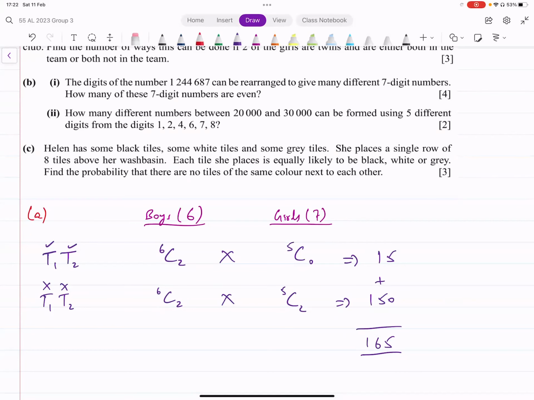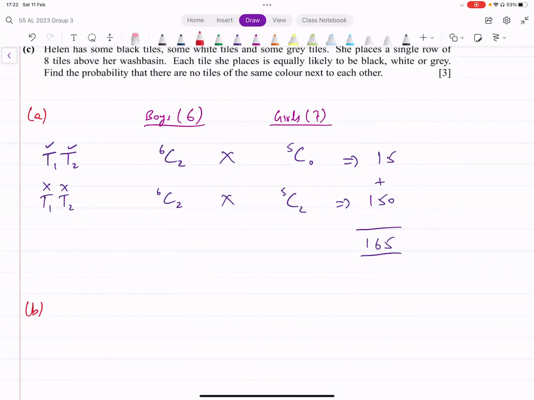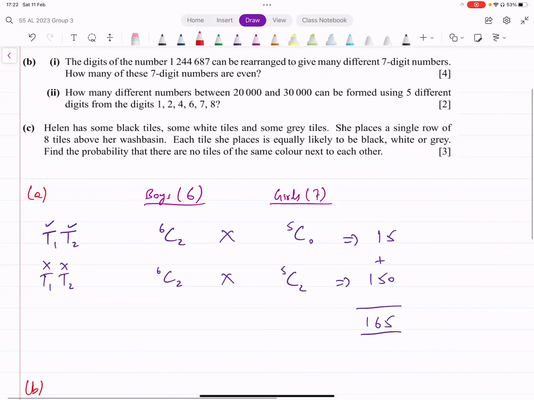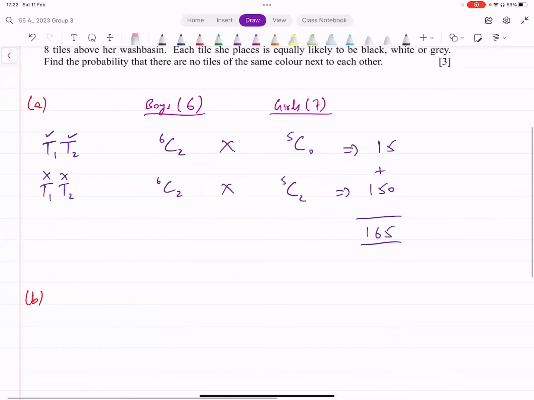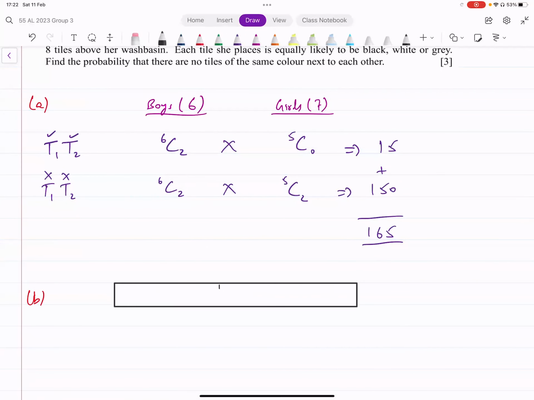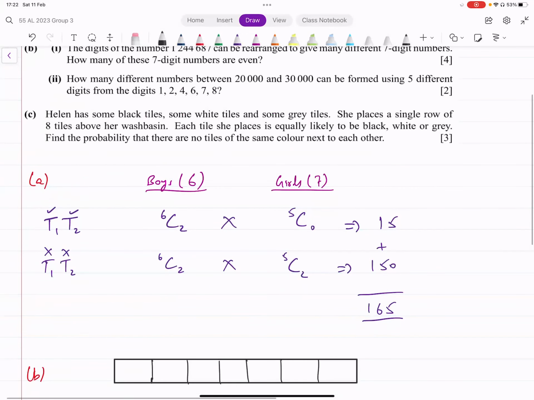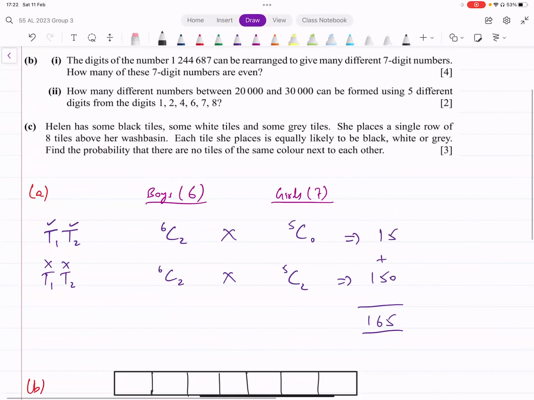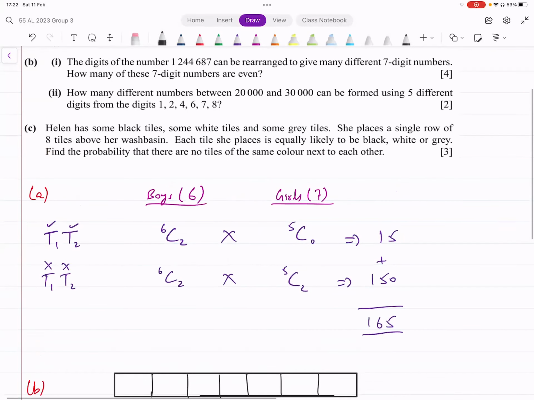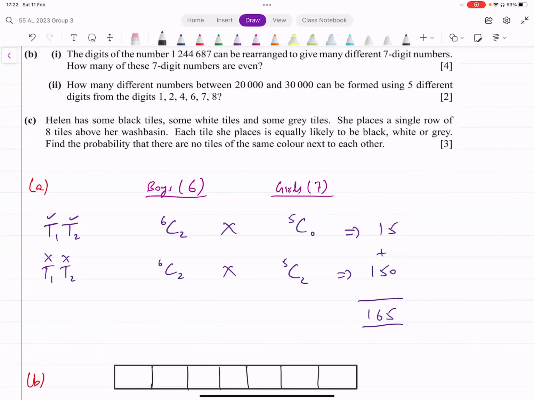Now let's look at part B. Part B1, the digits of the number 1, 2, 4, 4, 6, 8, 7, they can be arranged to give many different 7-digit numbers. How many of these 7-digit numbers are even? All right, now we have 7 numbers, so we can make 7 boxes for this. Now we want the numbers to be even. Okay, अब even number होना चाहिए, तो last digit जो है, that should be an even number.